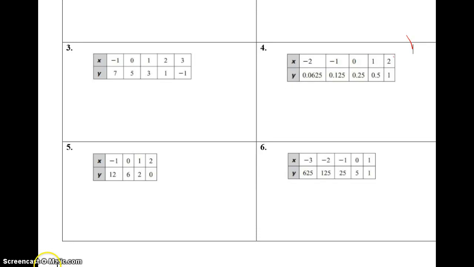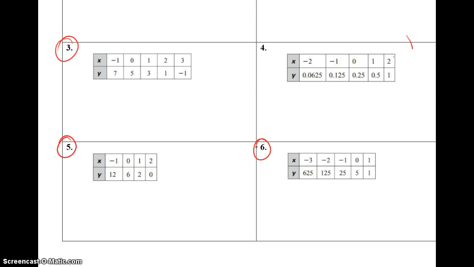Good morning. I wanted to give you a quick video on how to use tables to decide if a function is linear, quadratic, or exponential. This is not necessarily in your packet, but just watch how I look at these tables and decide. I'm going to go through this example 3, 5, and then 6. We'll do one of each.